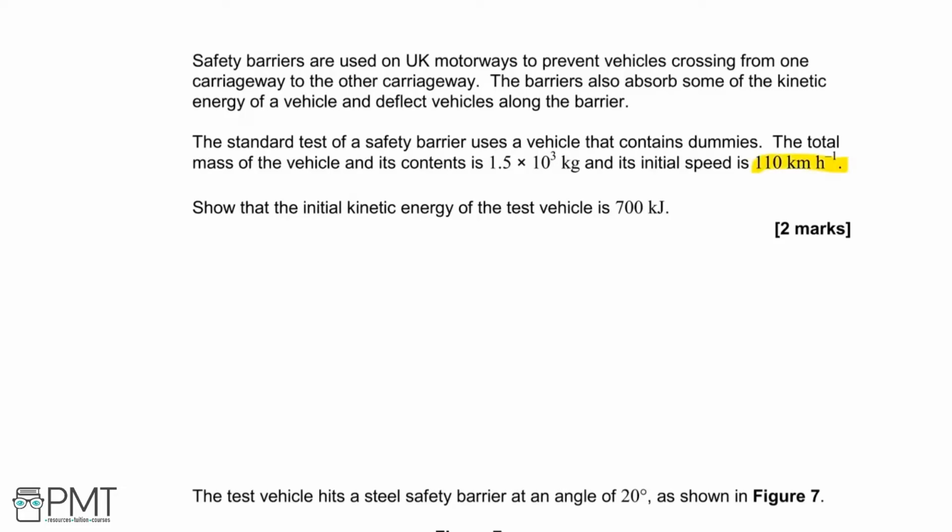So 110 kilometers per hour, let's first of all convert that to meters per hour and see what we end up with. So we've got 110,000 meters per hour. Remember, there are 110,000 meters in 110 kilometers. So if you're traveling 110 kilometers every hour, you're traveling 110,000 meters every hour. We next need to convert into meters per second.